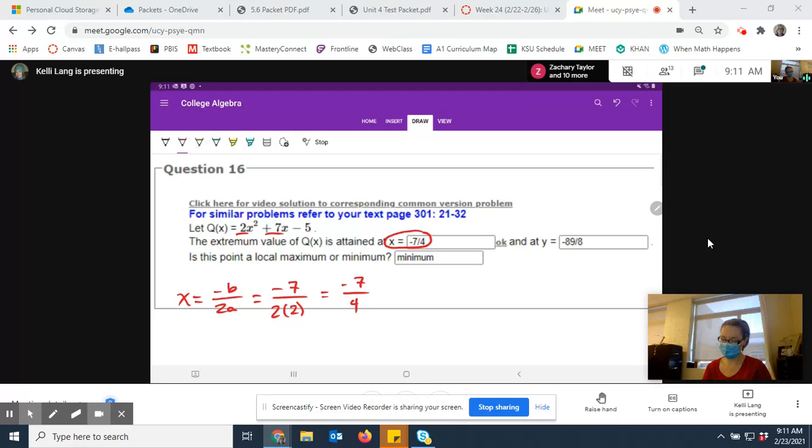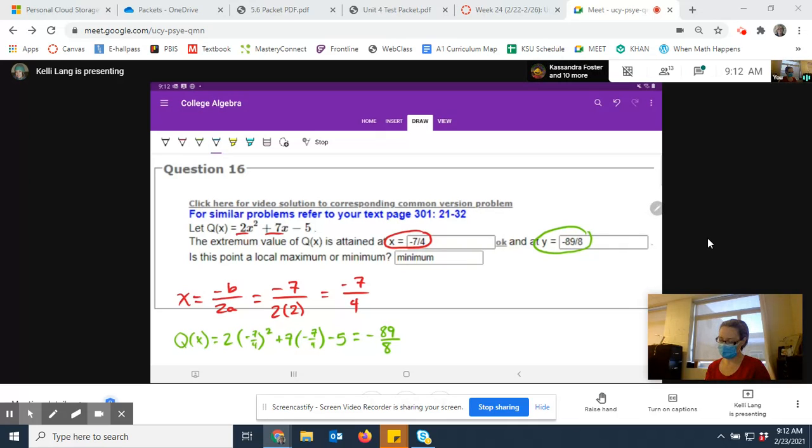To find the y value, we take our quadratic, q of x equals, and in for x we're going to plug in negative 7 fourths. So 2 times negative 7 over 4 squared plus 7 times negative 7 over 4 minus 5. Calculator time. I'm just going to assume that I did this right the first time through, and that this is what you get when you plug your x value in. Here would be our y value. So again, just to recap, a vertex is a point, right? So you're going to have an x and a y value in your vertex each time.